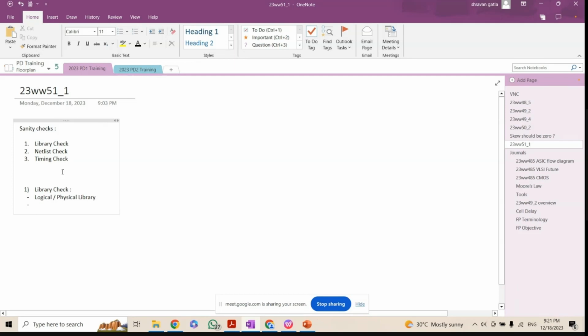So in SDC, basically, we need to check whether IO delays are properly defined or not. I think I mentioned a couple of times, IO delays, so we need to check whether IO delays are properly defined or not. If not, then your timing won't be met. So that's why you should make sure all your IO delays are proper.